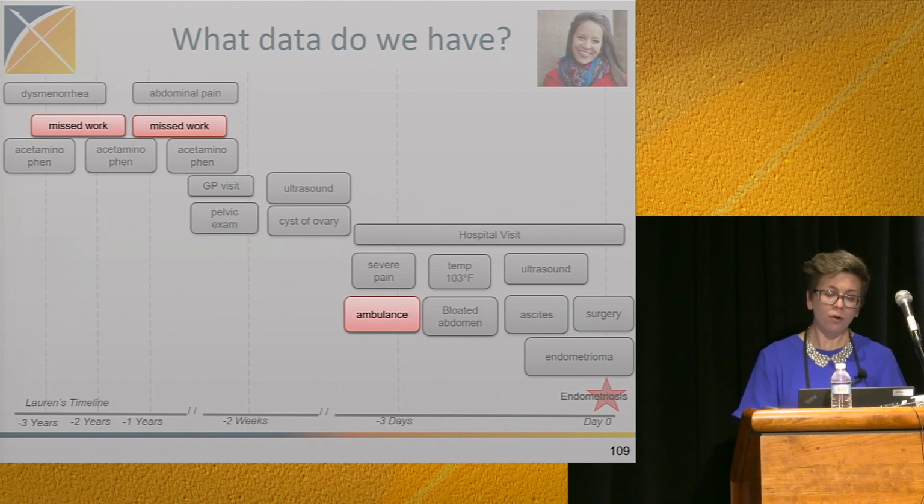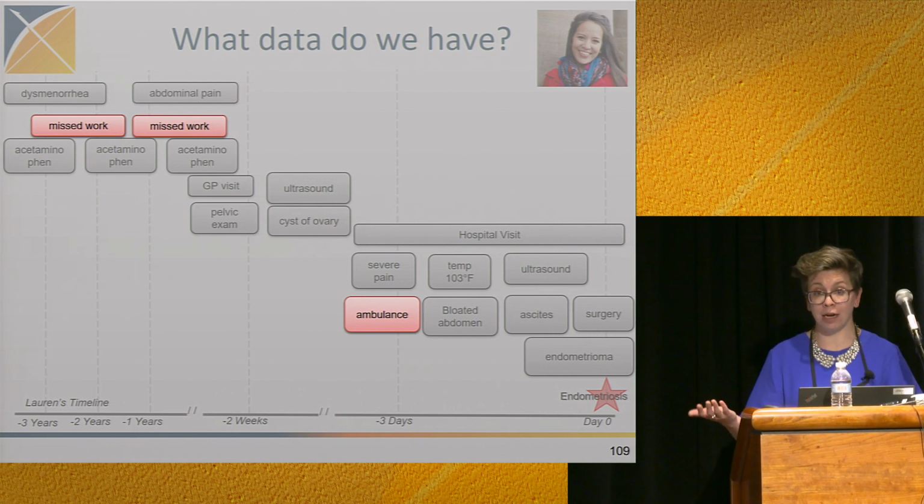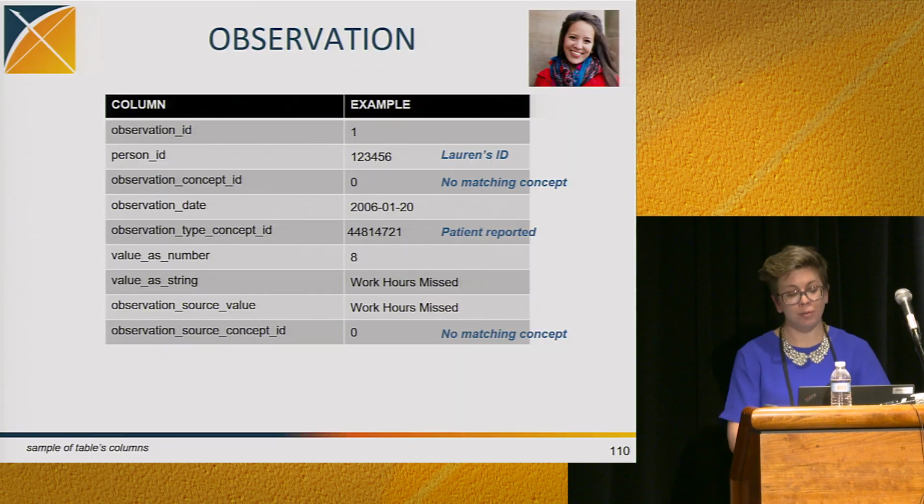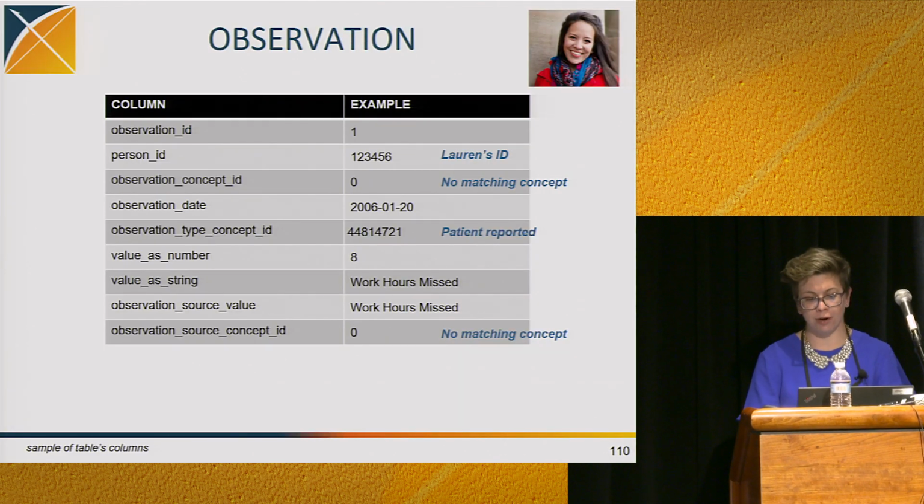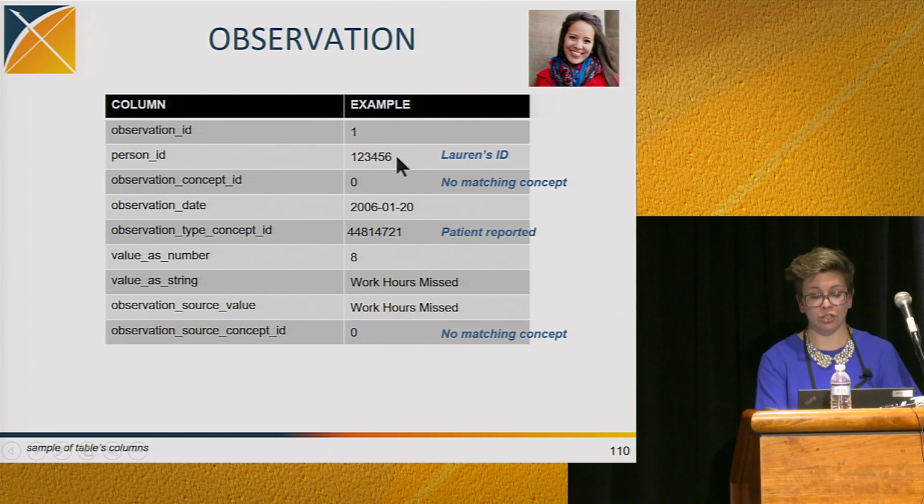So in Lauren's example, she talked about missing work, and we know that she had an ambulance ride. And there's really not other good places to put this information. Let's say I care about it and I want to bring it across. The observation table would be a great place to store it. So in this case, this is a good example.